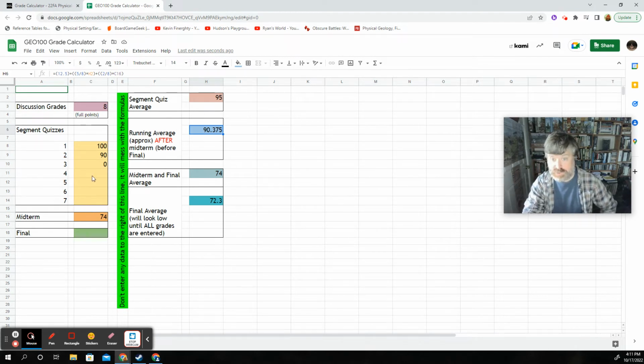Then as we fight through the rest of the term here, you can put in your quiz grades again as you go. This one will look low. I mean, I said it right here. It will look low until all the grades are entered. So if you want to do the kind of thing where it's like, okay, here's what I got. Boy, that one didn't go as well. And then an 80, and then a 79. So there's all of those for that type of segment quiz average, your midterm.